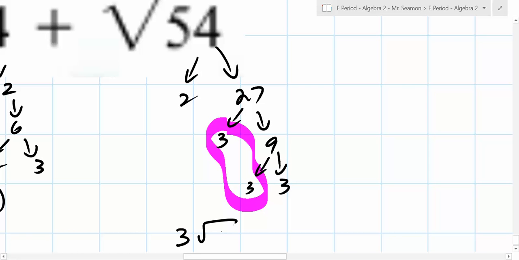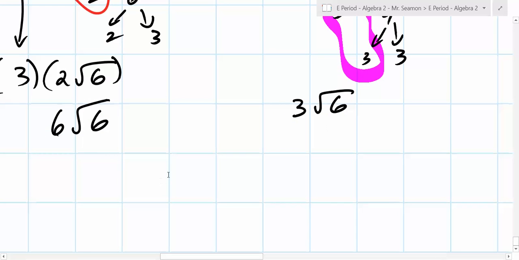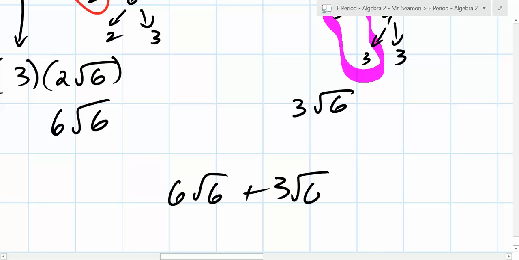3 square roots of 6. Oh, so now what do we have? 6 square roots of 6 plus 3 square. Now can we add them? How many apples do we have? Yeah, and it's nice. Apples are just the square root of 6.